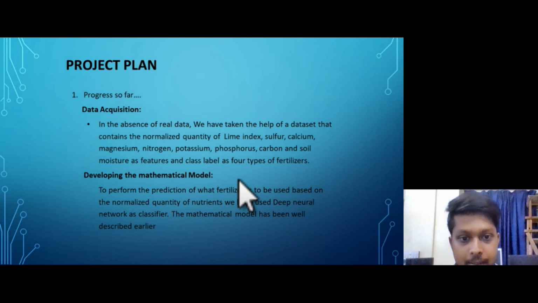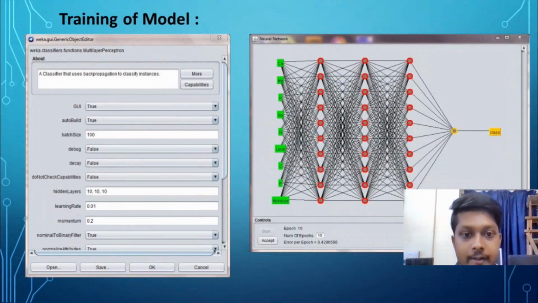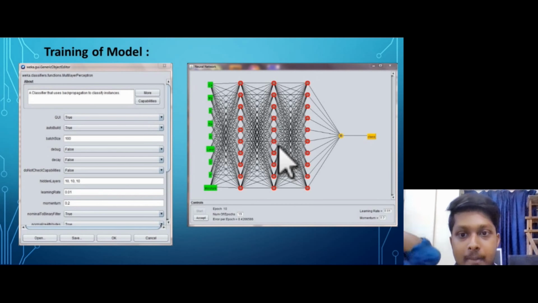Then we have built the mathematical model using a neural network as the classifier. We have shown the neural network in the data mining software Weka, and based on that model, we have implemented our code and run it, which gave an accuracy of around 97%, which was pretty good. We have also plotted the loss versus epoch curve, where it was found that the loss was decreasing with each epoch. The training of the model was based on the neural network as we showed earlier.